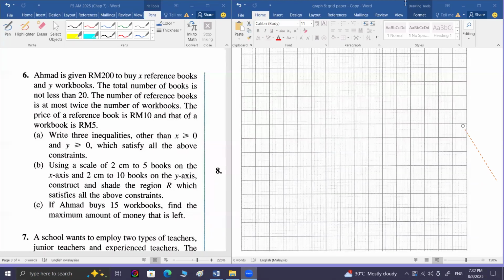Checking the inequalities, I just write down only the inequalities. If you can't get them, I will explain to you how to get them. So the first one, section A: X plus Y greater than 20.